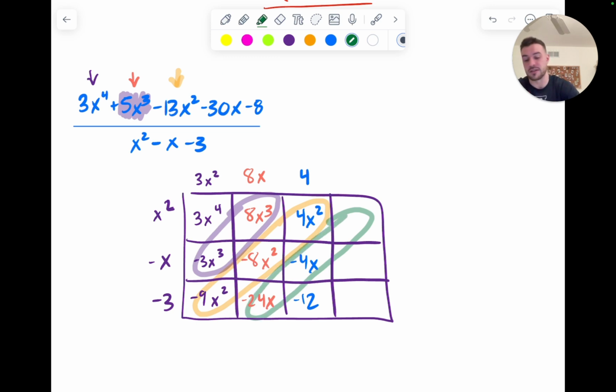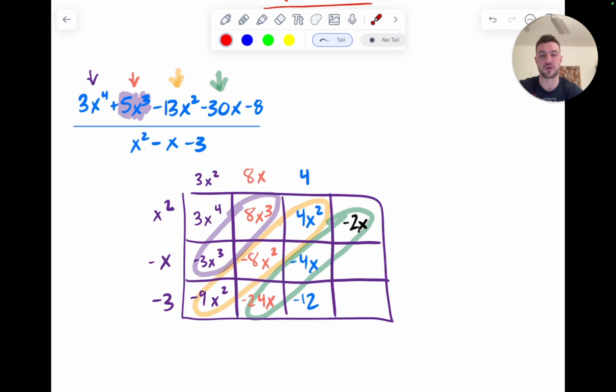These diagonals need to add to my next term, which is a negative 30x. Right now I've got negative 24x and a negative 4x, which is a negative 28x. I am 2 x's away. So I need a negative 2x here to complete that diagonal and get it to add to a negative 30x. Well, we might look on top and say, okay, x squared times what gives me a negative 2x? Nothing. We can't work backwards when the exponent here is larger than this one.